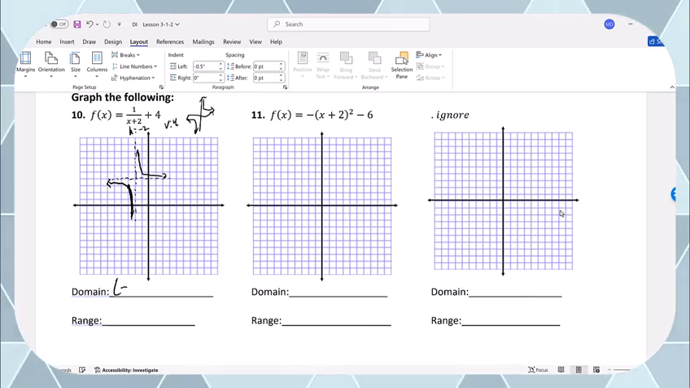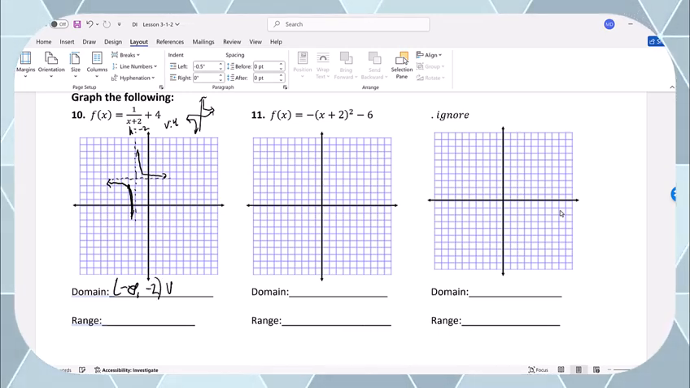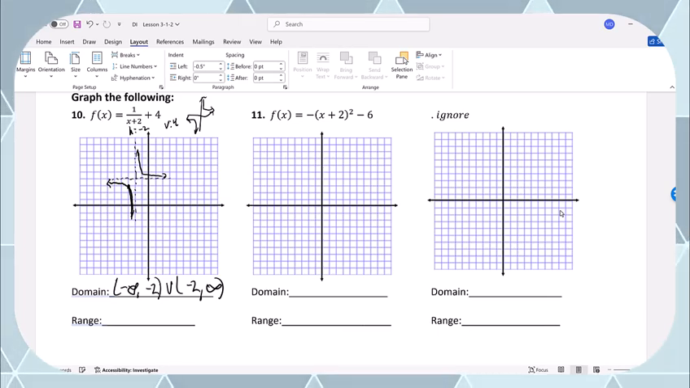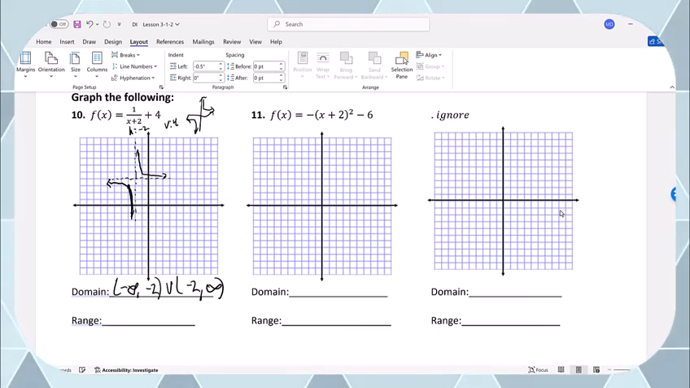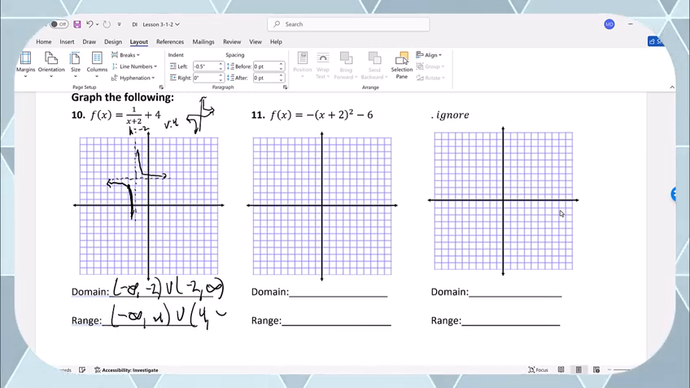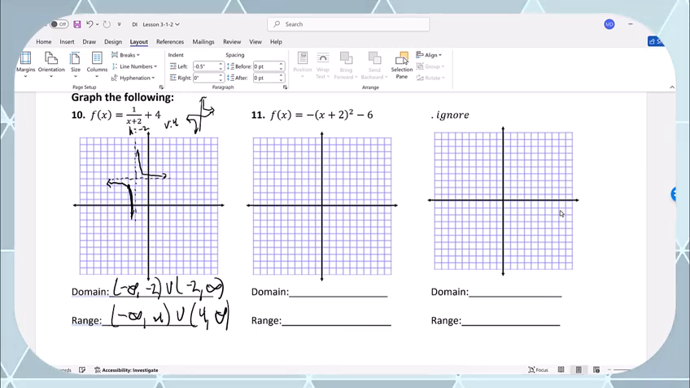Domain, -infinity to -2. It can't be there because of the asymptote. And the range is going to +4. And it can't be there because of the asymptote.